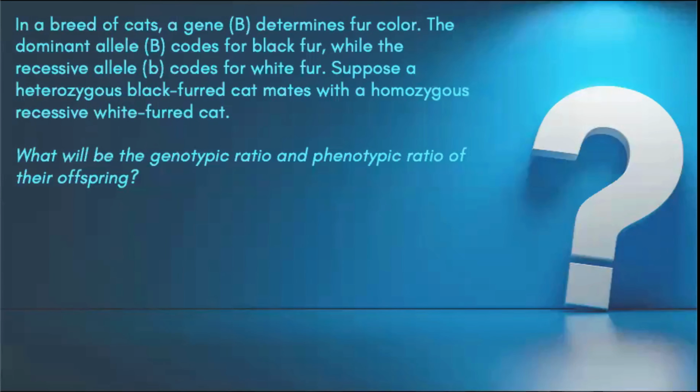Okay, so let's tackle the following question, which basically is a type of monohybrid cross. In a breed of cats, a gene, big B, determines fur color. The dominant allele, big B, codes for black fur, while the recessive allele codes for white fur. Suppose a heterozygous black furred cat mates with a homozygous recessive white furred cat. So they're talking about fur. It's one characteristic, so this is going to be a monohybrid cross.